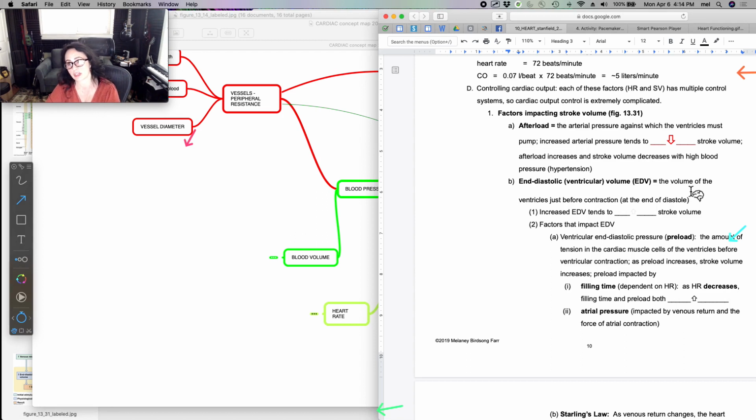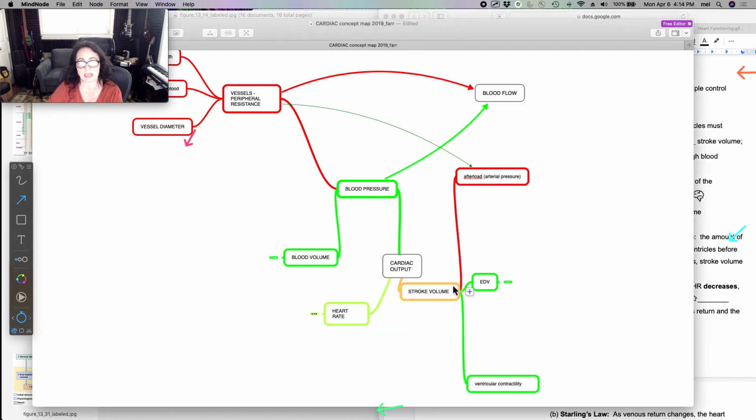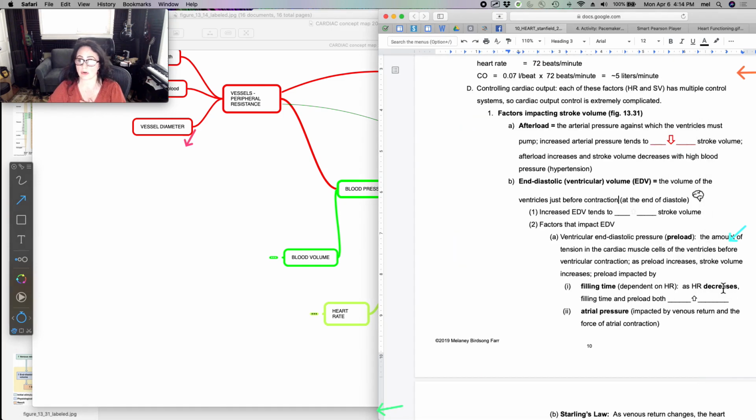First of all, let's see what your prediction is. The volume of blood in the ventricles just before contraction at the end of diastole. What do you think? Increased EDV tends to do what to stroke volume? Increase or decrease stroke volume? What's your prediction? Increased EDV, increased amount at the end of diastole in the ventricles, both the size of the chamber and the amount of fluid that's in it. Increased EDV tends to do what to stroke volume? Let's see. Increased EDV tends to increase stroke volume. So there's a direct correlation between EDV and stroke volume.